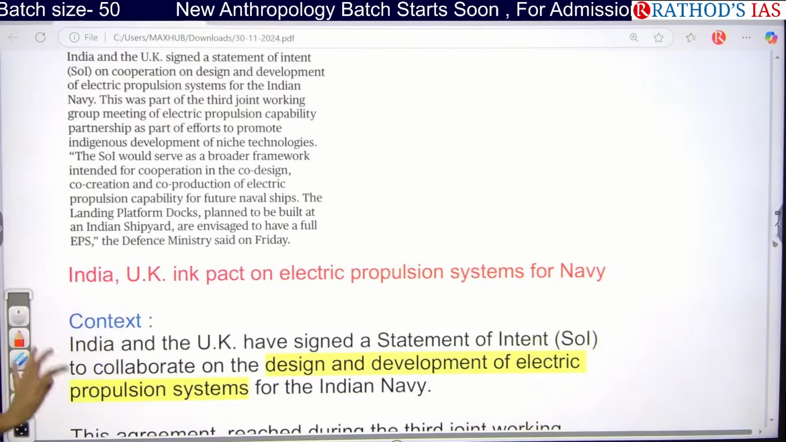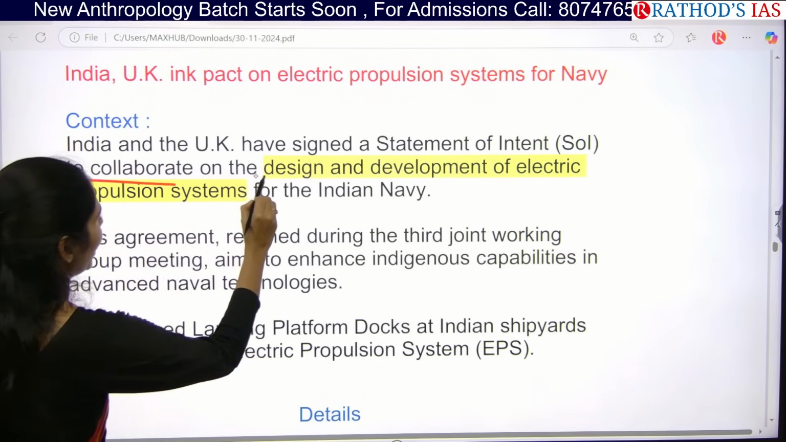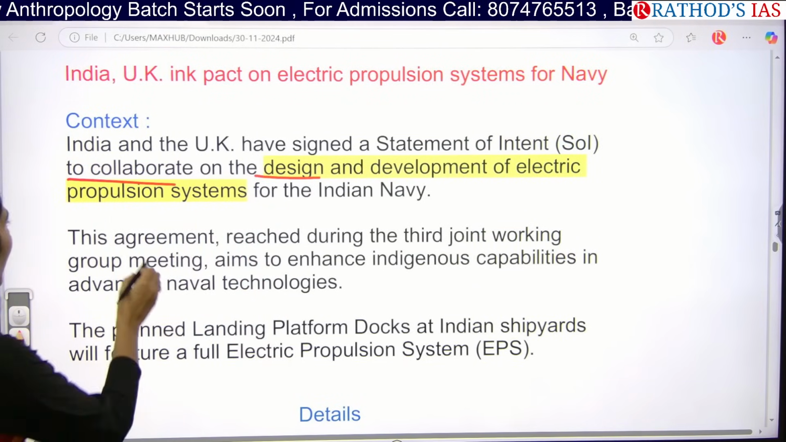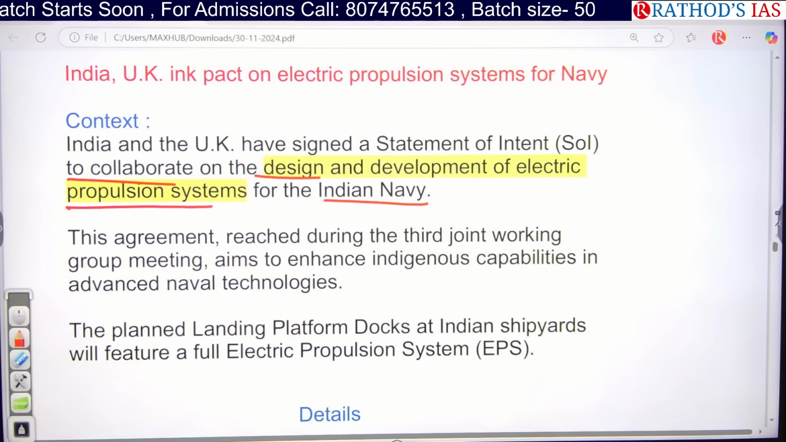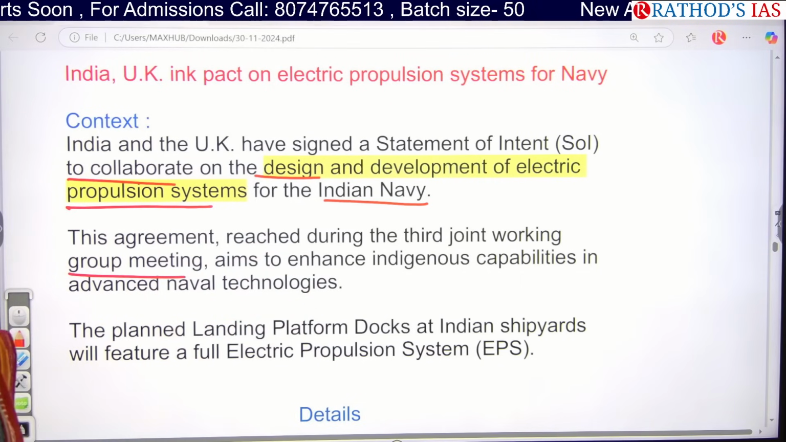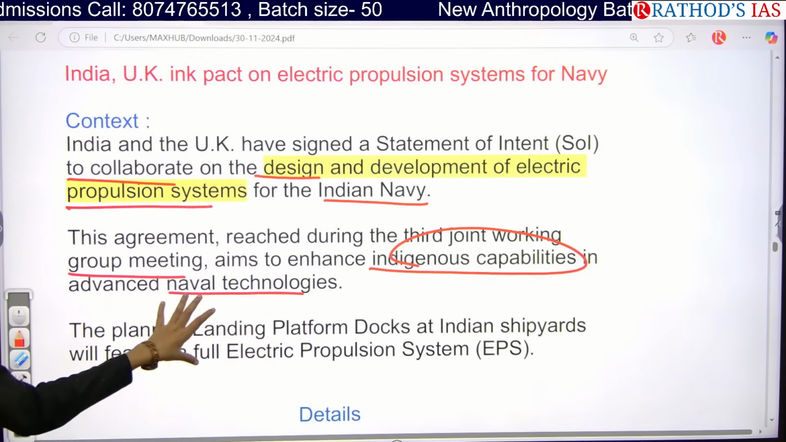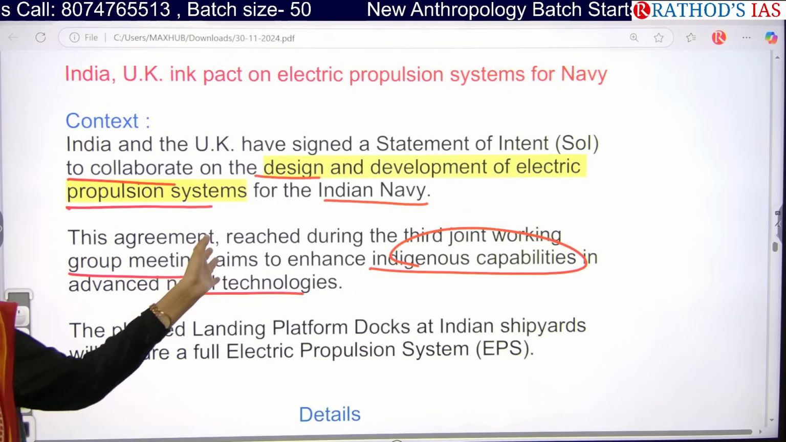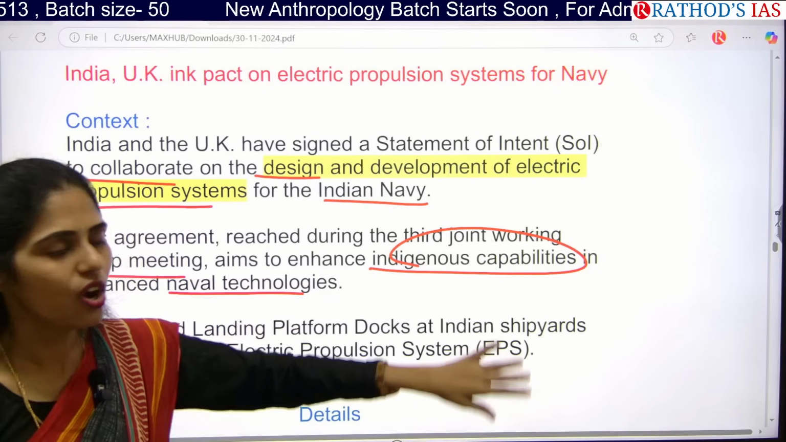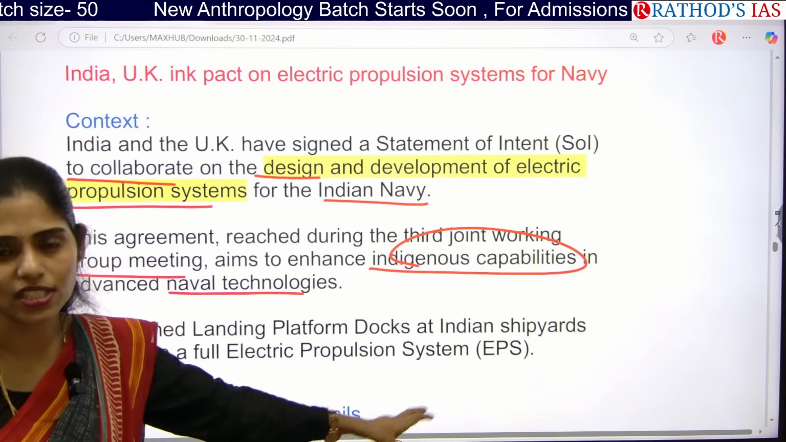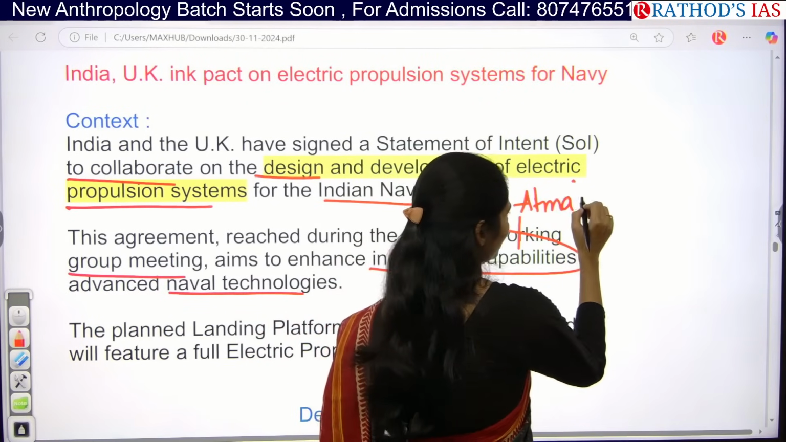This article is also important from science and technology, guys. India and the UK have a statement of intent to collaborate and design for the development of an electric propulsion system for the Indian Navy. This agreement was reached during the 3rd Joint Working Group meeting, and we are going to improve our indigenous capabilities in advanced naval technologies. Whenever we get technological support from another country and go for development of that equipment in our country, obviously we boost our indigenous capabilities, and that will be helpful for Atmanirbhar. So what is Atmanirbhar?